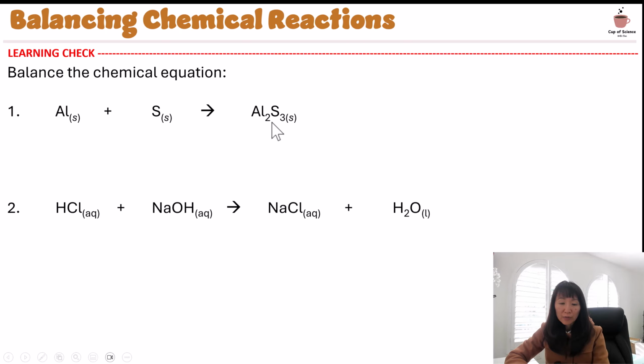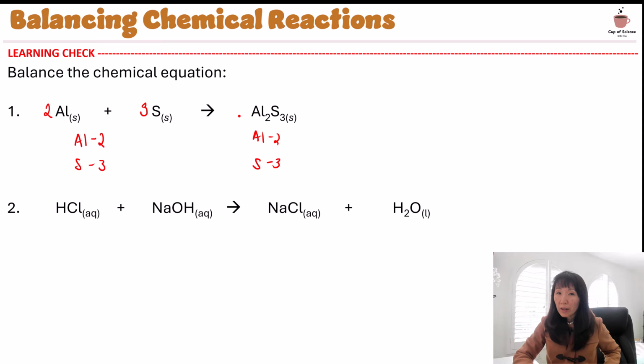Let's target the aluminum first. If there's 2 aluminum here, how many aluminums should I have here? Right now it's 1. We want 2. So I'm going to add the coefficient 2 in front of the aluminum. So you probably guessed it. In front of sulfur, what would it be? 3. So this shows aluminum, there are 2. For sulfur, there's 3. Same thing here, there's 2 aluminum and 3 sulfur. Therefore, you don't need to put anything in front over here to balance the equation. There's a 1 there already, so you don't need to manipulate it.